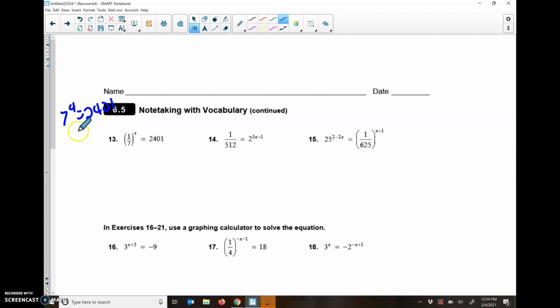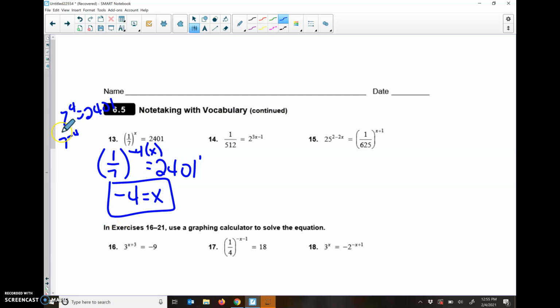is 2,401. So that means 7 to the negative 4th power, we would have to flip that. And that would also give us 2,401. So if I have negative 4 times x, that's negative 4x. This is that to the 1st power. So we end up with negative 4 equals x.